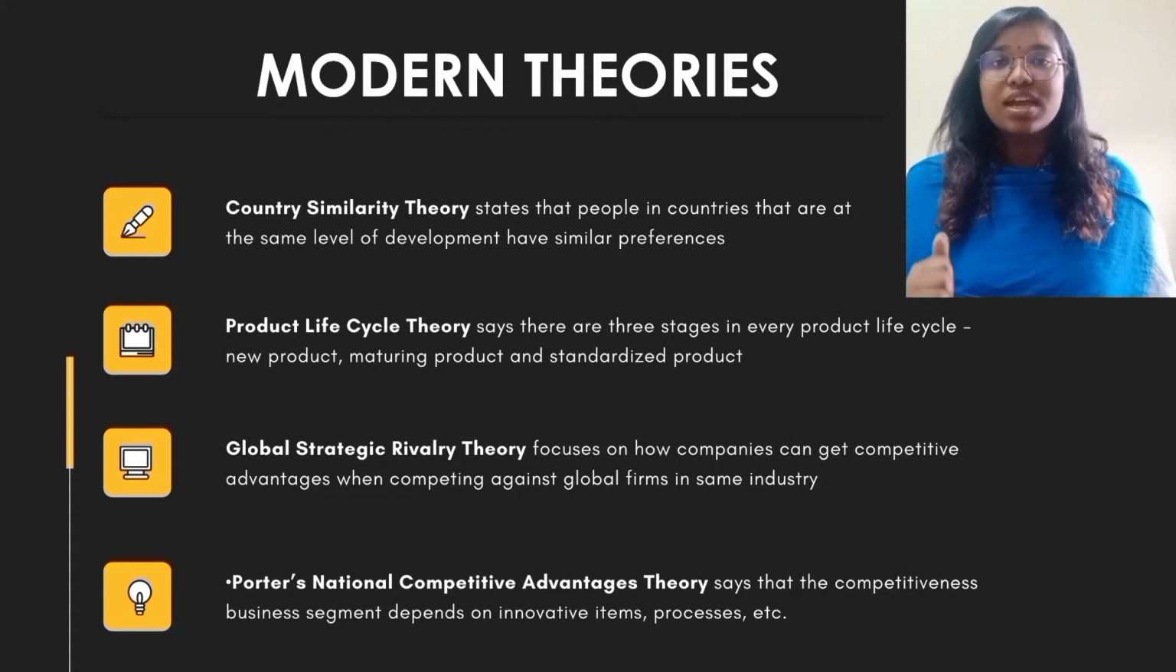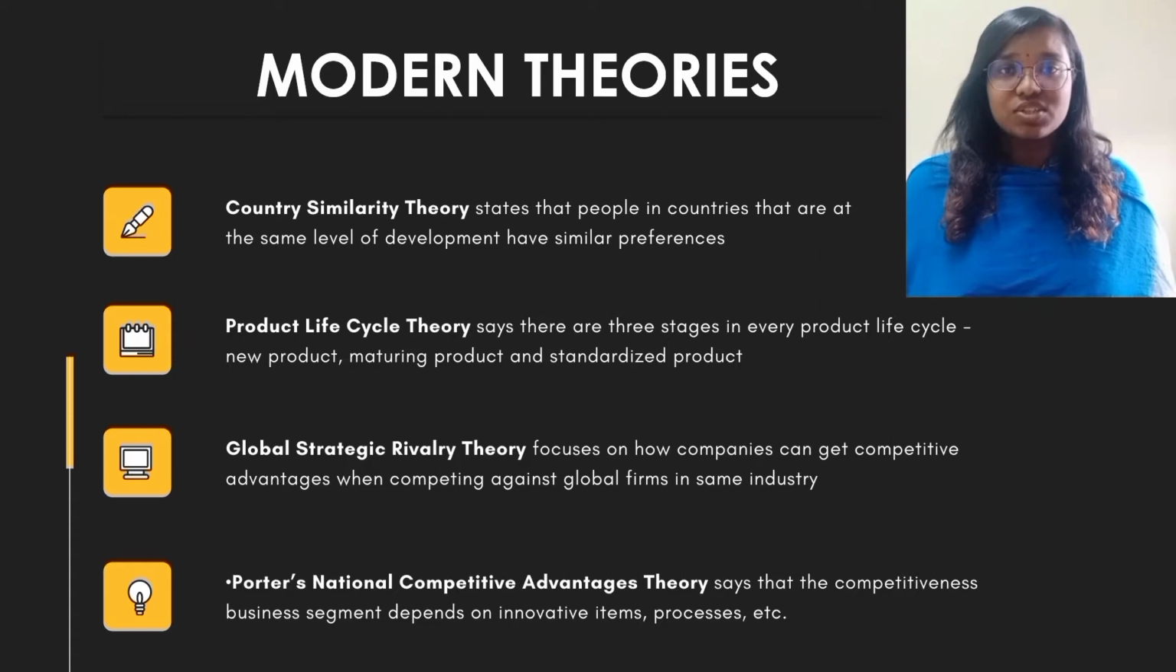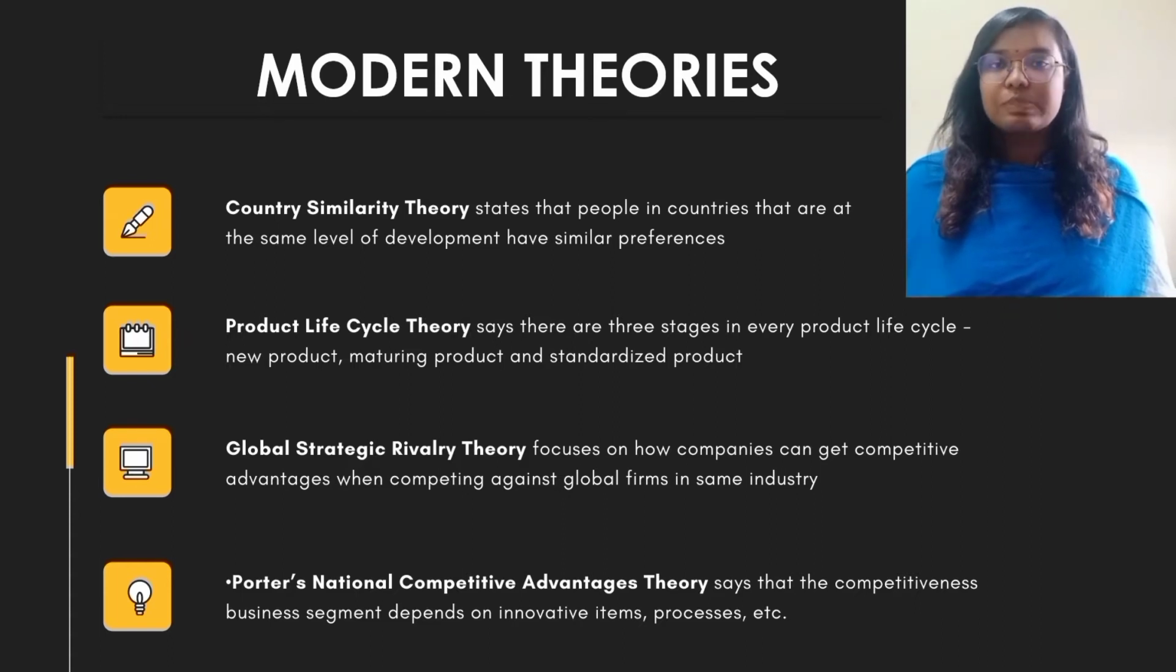The first one is country similarity theory. Stephen Linder, a Swedish economist, came up with this theory in 1961. It explained the concept of intra-industry trade. As per this theory, the people in countries that are at the same level of development have similar preferences. Linder suggests that companies first produce for the domestic market. Later, the same company can find a foreign country to which it can export the same product.